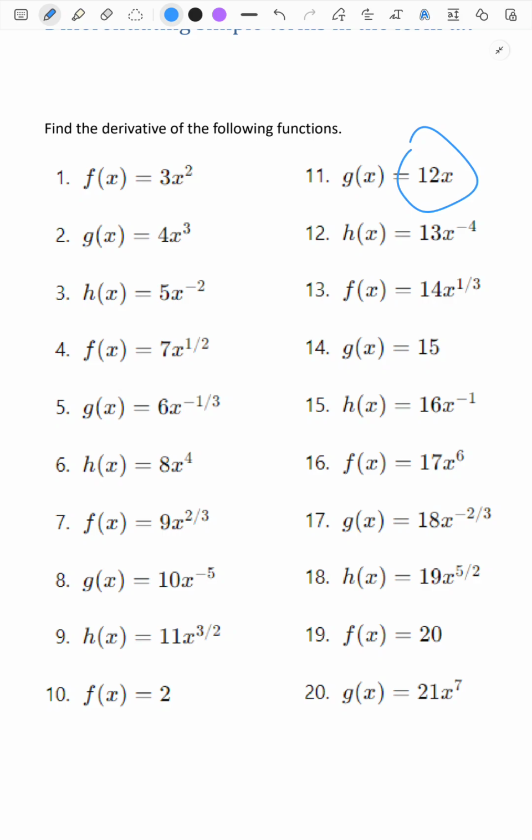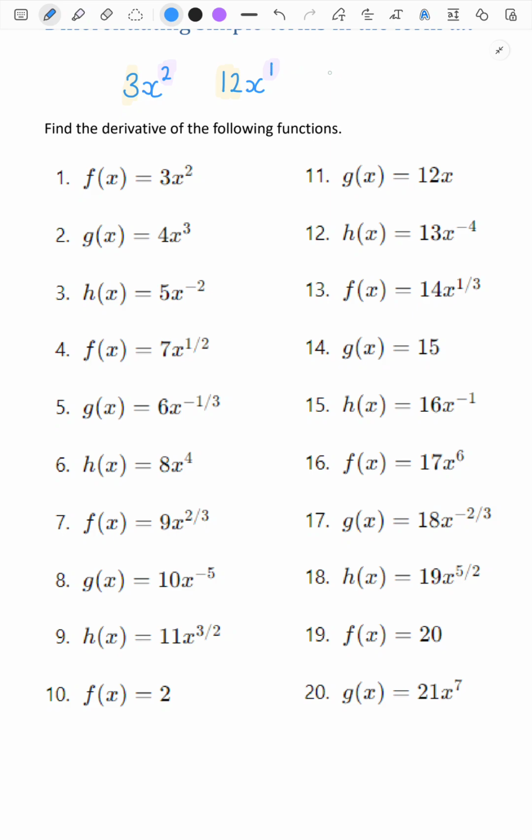So we can look up here that 3x squared is something times x to the power of something. If I think about 12x, it's not quite the same because we've got the number in front, but we haven't got a power. What would that be? That would be a 1. So anything on its own is to the power 1.